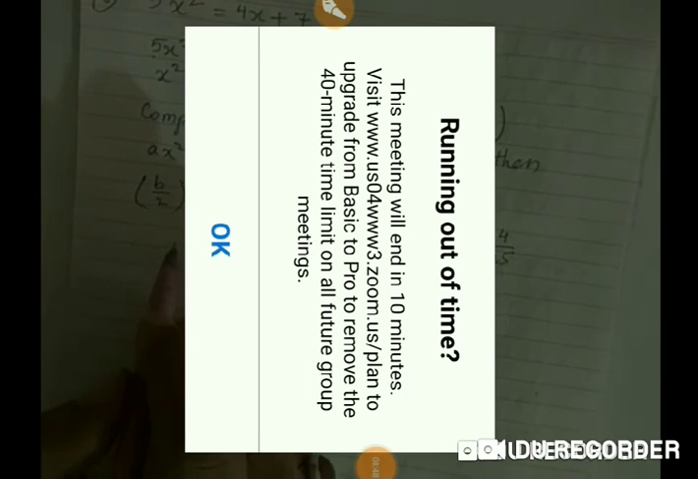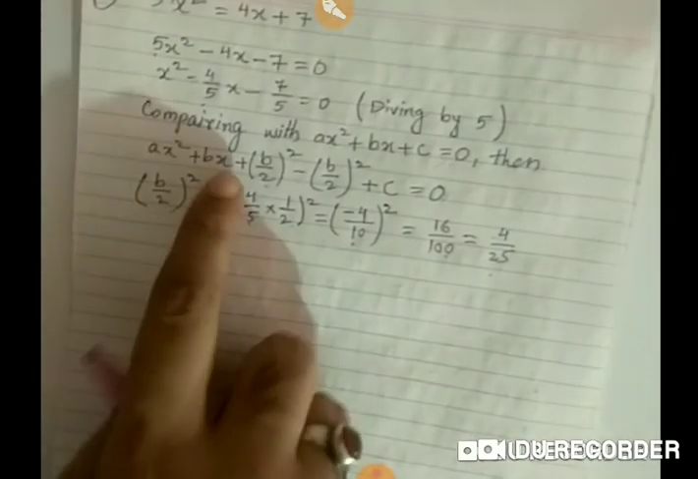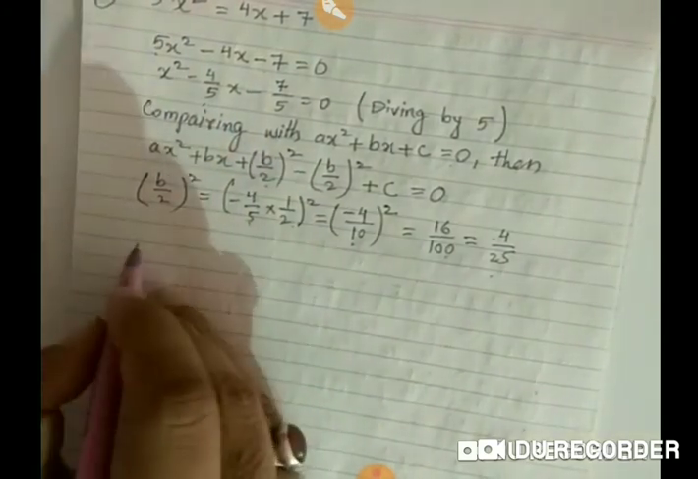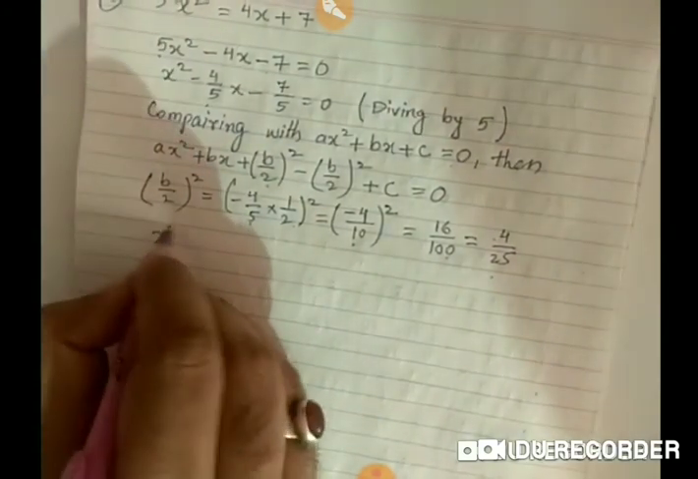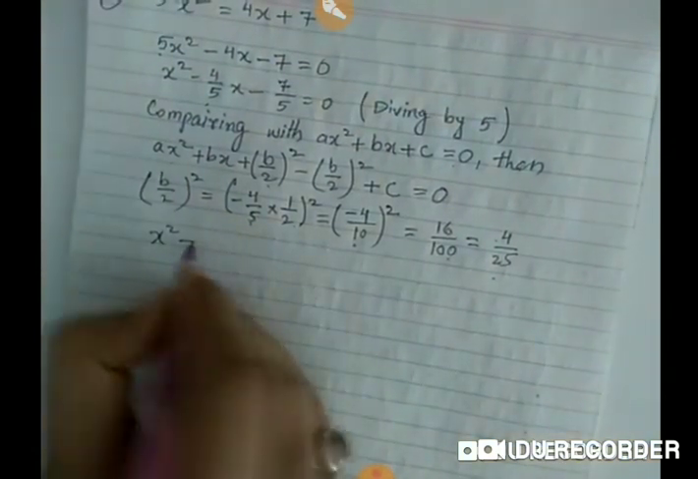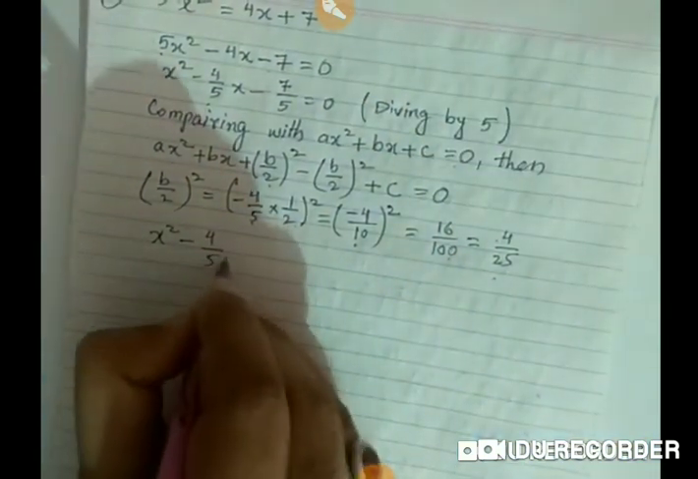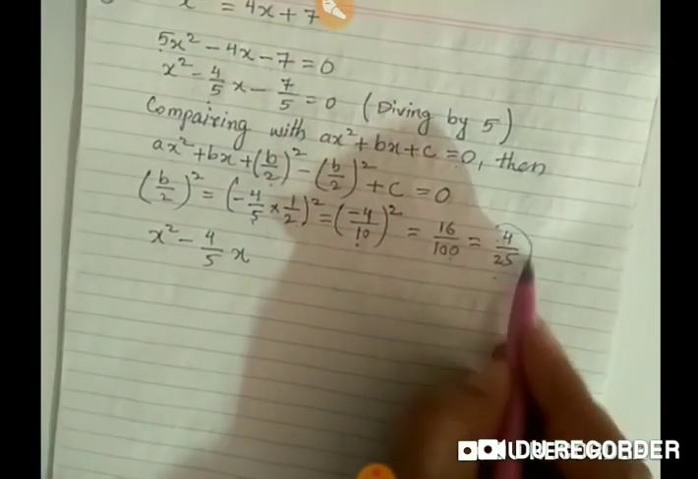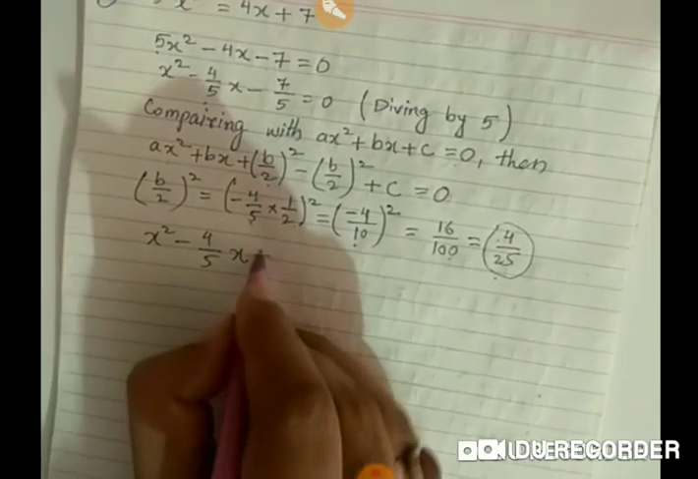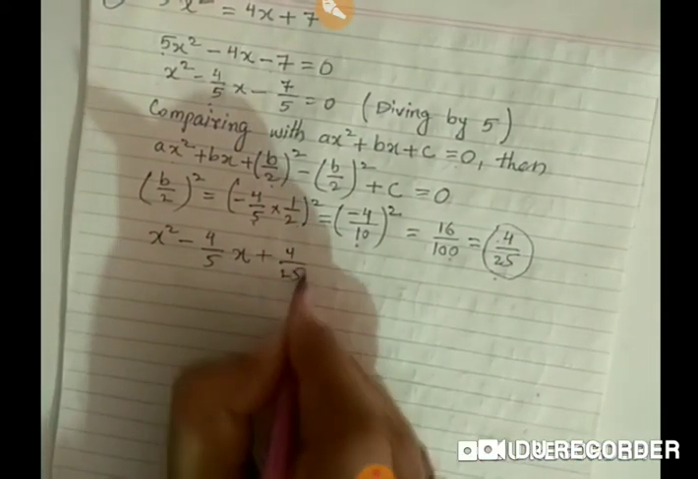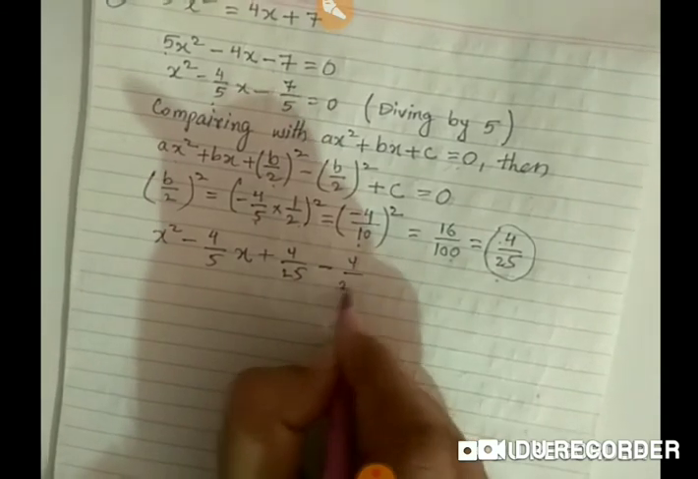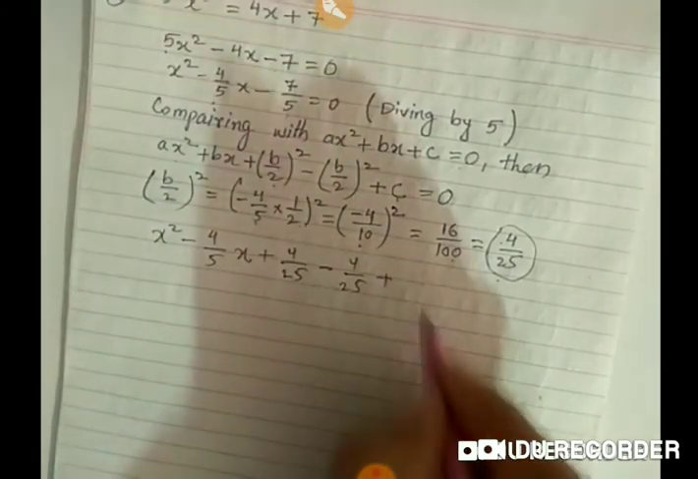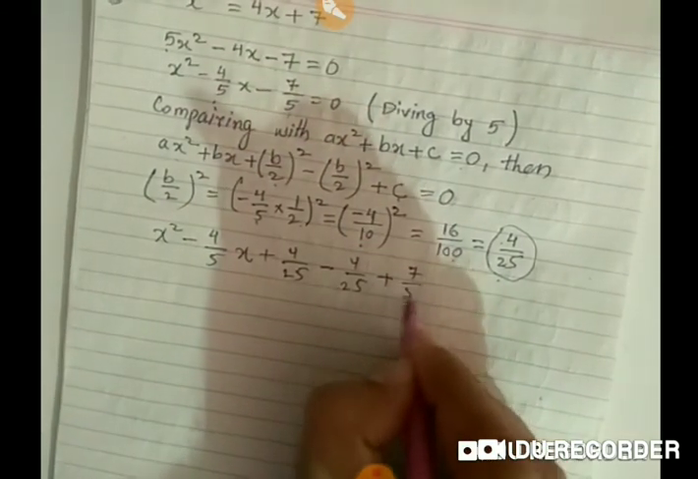Now I'm going to write this equation in this form, ax square plus bx. So here I'll take x square minus 4 by 5 x, then plus b by 2 whole square. This is your b by 2 whole square. So I'll take plus 4 by 25 minus 4 by 25 plus c. Plus c, that is minus 7 by 5 is 0.